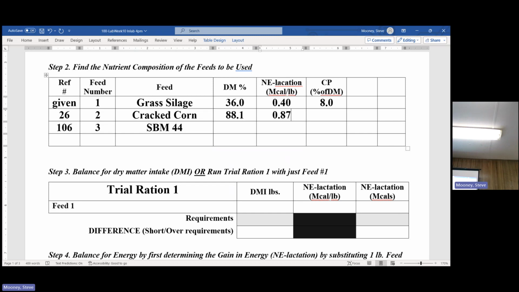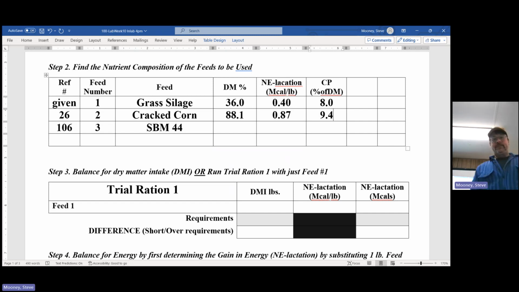What is our crude protein for this feed? 9.4. So flip over. Feed 106. We've got soybean meal, solvent 44 crude protein. So what information do we have for that one?